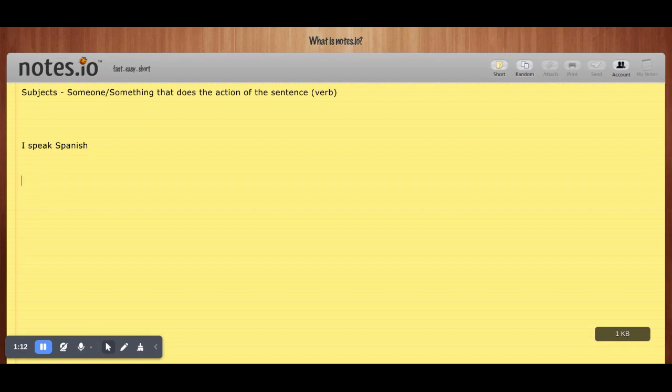Let's do another one. How about this? Let's say, it is running. What would be the subject here? Well, in this case, it would be it. It is the subject because it is the thing that is doing the action. It is running.